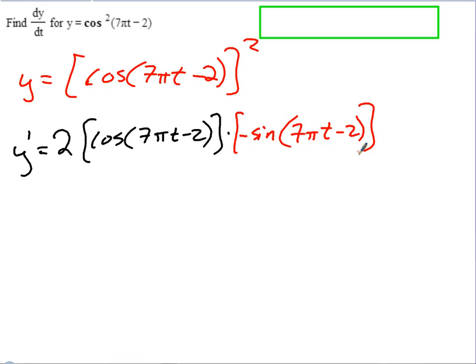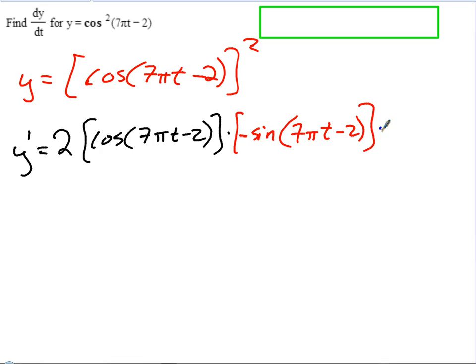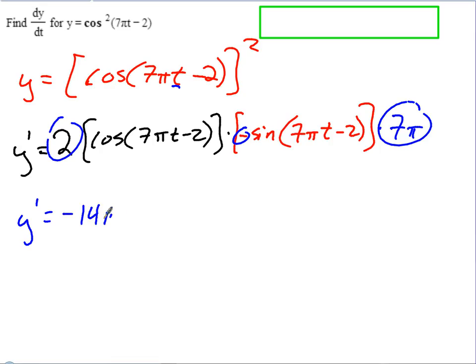We done? One more. Times 7 pi. Yeah, t is the variable, right? And so 7 pi is the coefficient. So there's our derivative. Not a whole lot we can do to clean that up. We could pull the minus and the 7 pi and the 2 all out front and get what? Negative 14 pi. And then we've just got a sine of the angle, whoops, and a cosine of the angle.